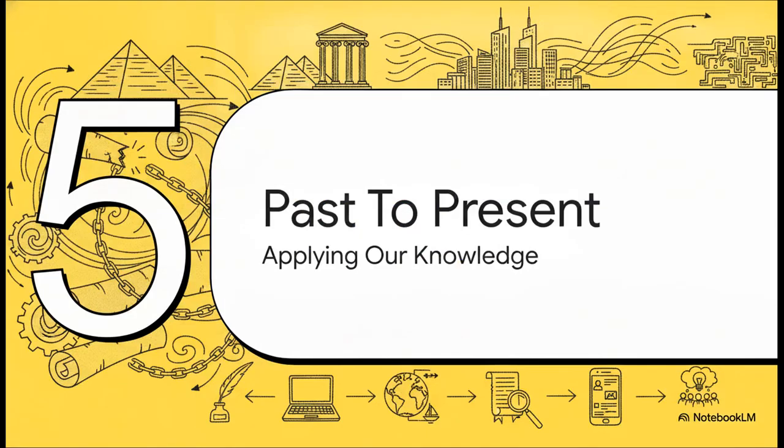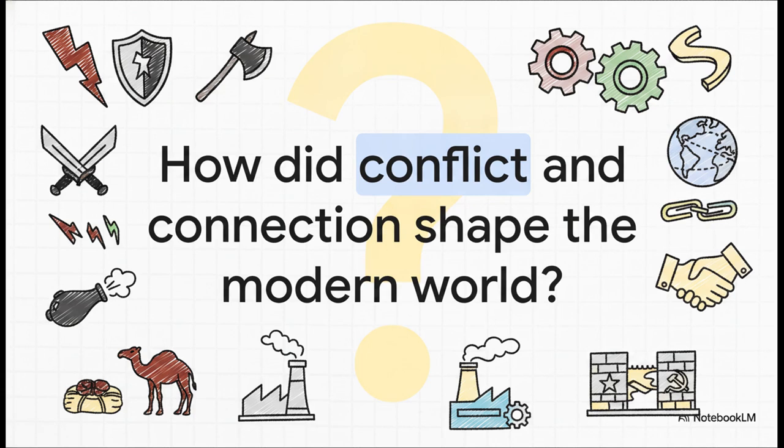And finally, Part 5, Connecting Past to Present. Honestly, this is the most important phase of our investigation. We revisit the ultimate essential question of the course. How did conflict and connection shape the modern world? Everything you've investigated, from medieval trade routes to the Industrial Revolution to the Cold War, provides the exact evidence you need. Now your job is to synthesize all those clues to answer this fundamental question.